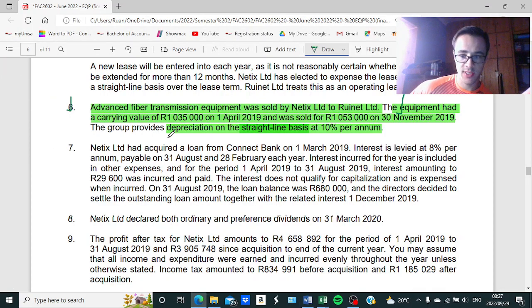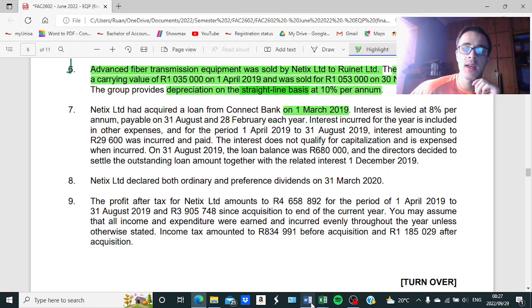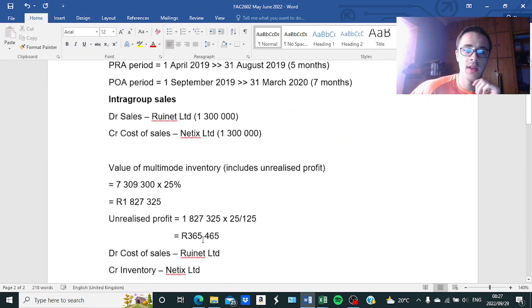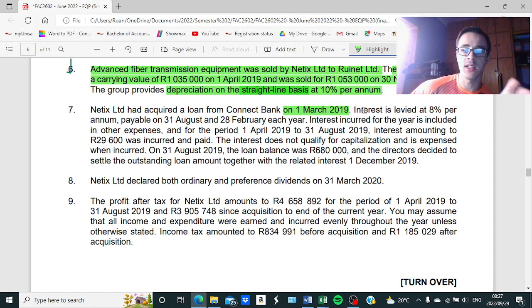Okay, so we are done with 0.6. Right, let's move on to 0.7, where it says the following. Netix Limited had acquired a loan from Connect Bank on the 1st of March 2019. The 1st of March 2019 is clearly in the previous financial year, so we will calculate interest on that loan for the full year. Please just keep that in mind.